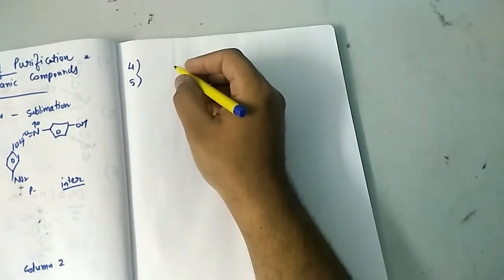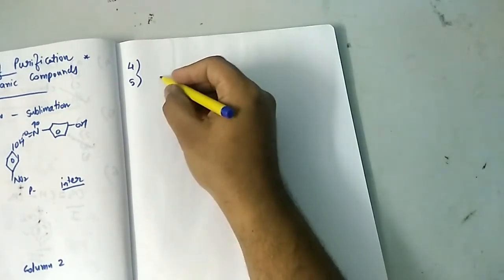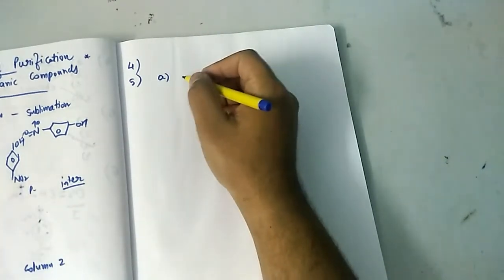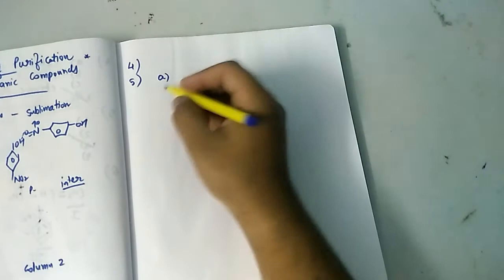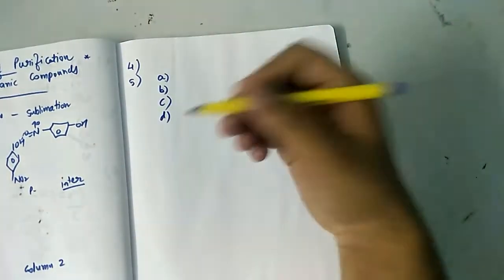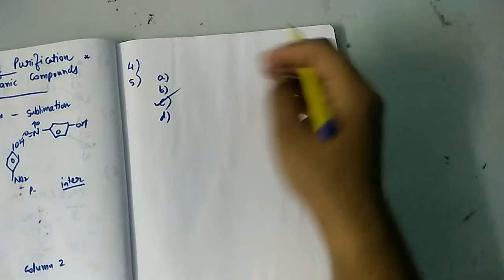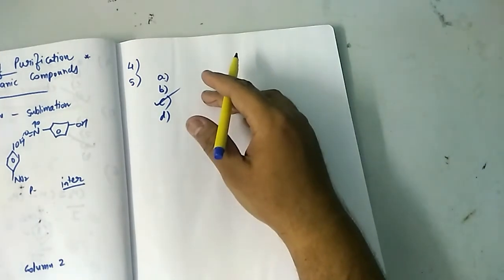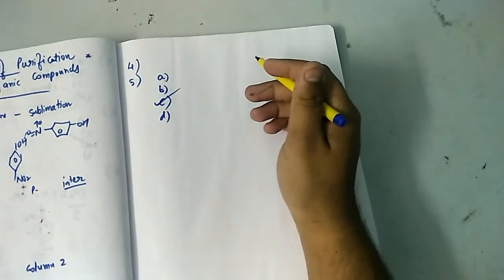Question number 5. Which method is used to separate sugars? Option A, fractional crystallization. Option B, sublimation. Option C, chromatography. Option D, Benedict's reagent. Correct option would be chromatography. Chromatography is generally used to separate sugars. So this is all in this simple topic.